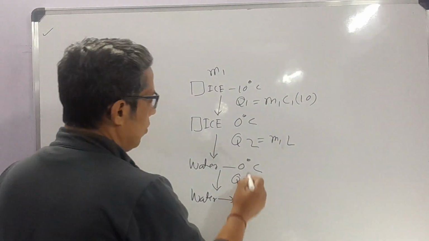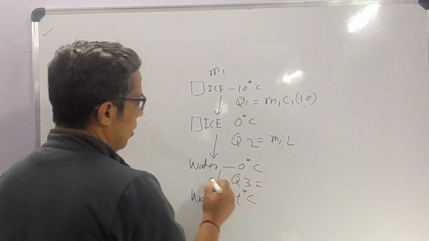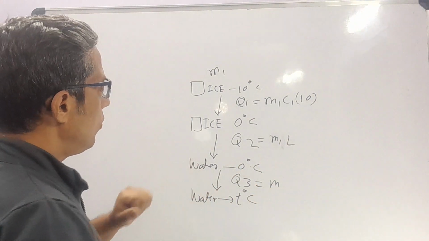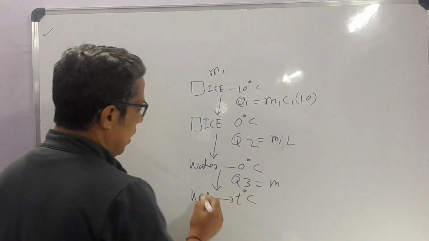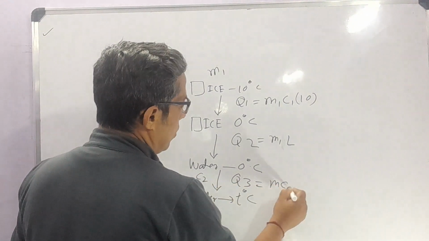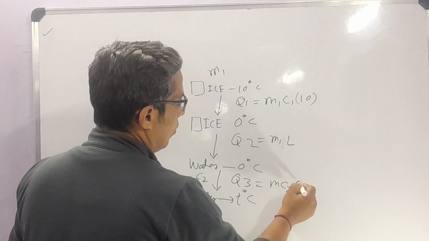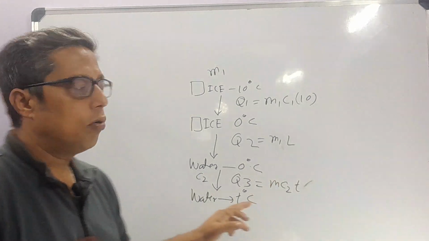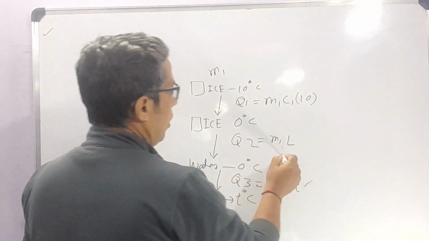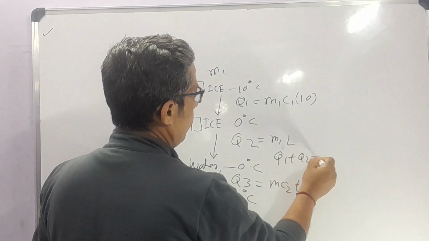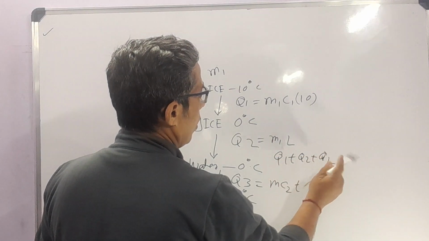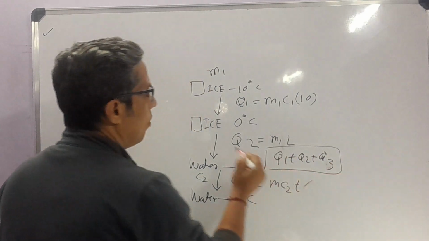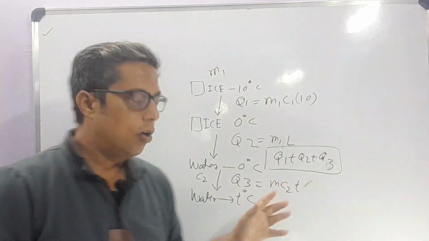Then Q3 is for 0 degree to T degree, and the mass is the same mass. So the same mass M, and the specific heat of water, let's say it is C2. So it will be M C2 and temperature difference 0 to T, so it will be T. So this is the heat required. So in total, how much heat is it taking? Q1 plus Q2 plus Q3. This amount of heat needs to be supplied by the water of higher temperature.